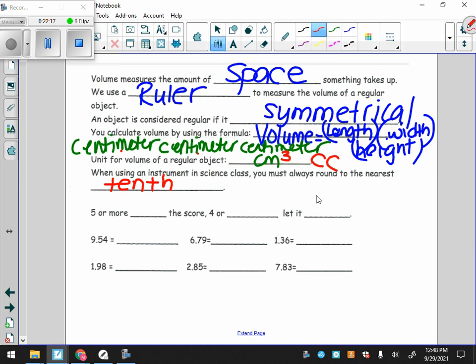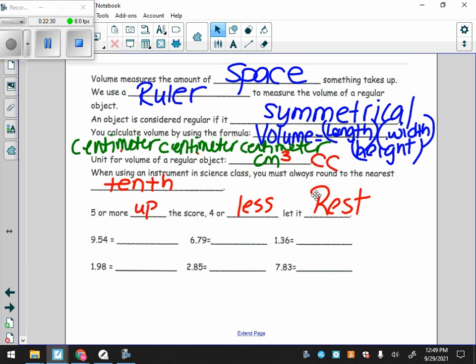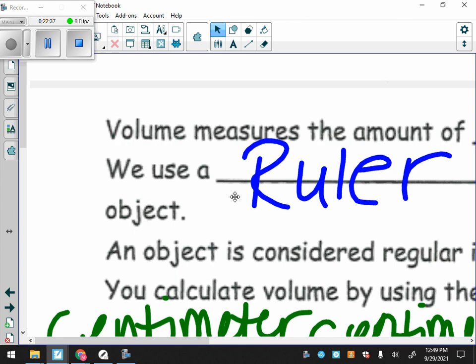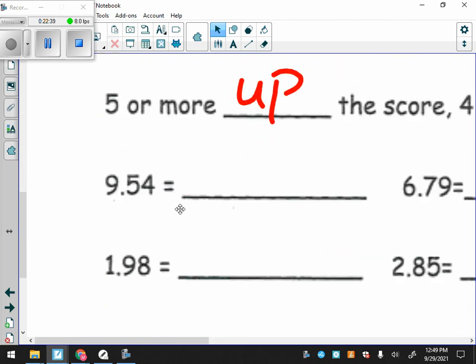5 or more. What are we doing to the score? Adriana. Good. 4 or less. What are we doing? Let it rest. All right, let's watch. You should know how to do this. If you don't, you're gonna make me cry. If you don't know how to do it, you have to do the homework in the Google Classroom. All right. Here's the number.